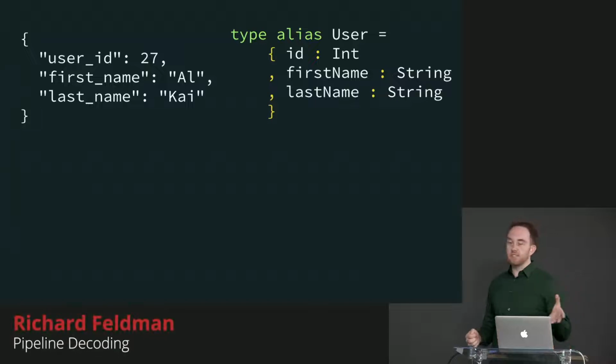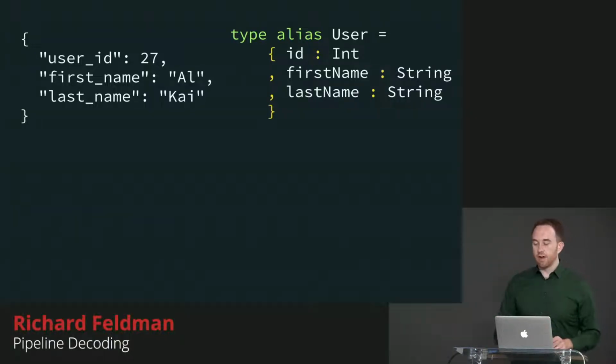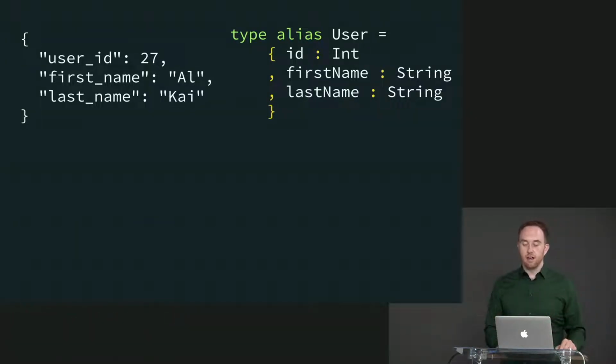So let's say we want to specifically decode this into a user record, which we've given a type alias with ID, first name, and last name. Note, by the way, that when you're decoding from JSON, which perhaps has this structure, you don't need to have the same field names as you do in the JSON. So I actually chose slightly different names here.